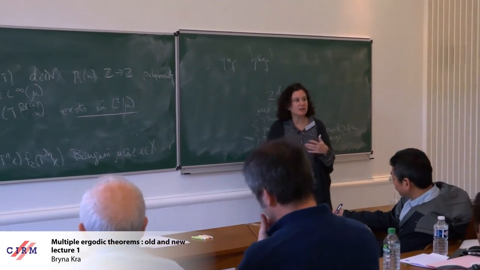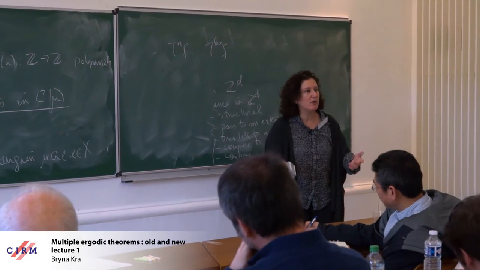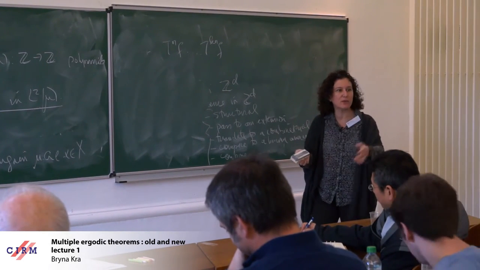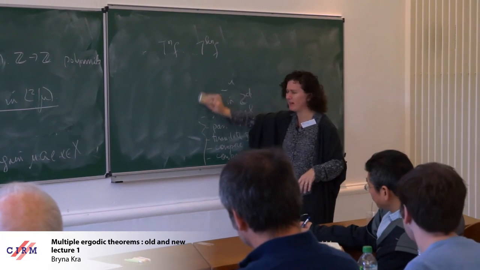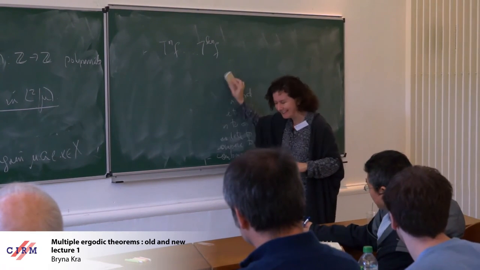So you mean, if I assume unique ergodicity and I get uniform convergence for every x, for every continuous function it converges uniformly for all x. The analog for multiple, I must fail.